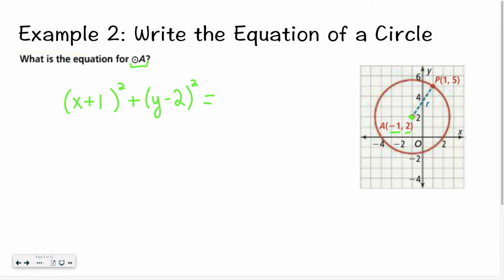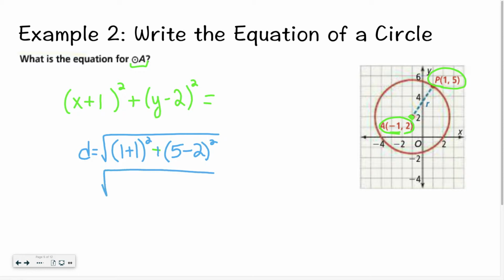In order to figure out the radius, I'm going to have to do the distance formula between these 2 points. So if I switch over and I say d equals the square root of, see my x values, I have 1 minus -1 squared plus 5 minus 2 squared. So 1 plus 1 is 2. 2 squared is 4. 5 minus 2 is 3. 3 squared is 9. So then this is the square root of 13.